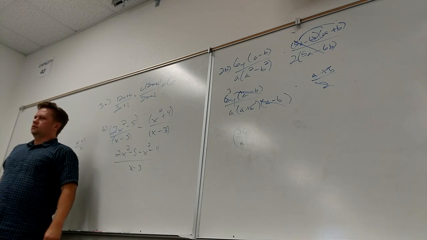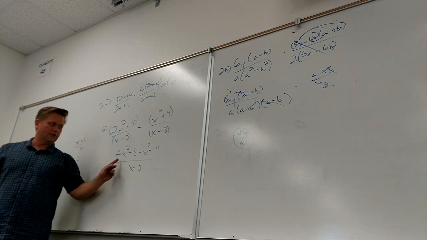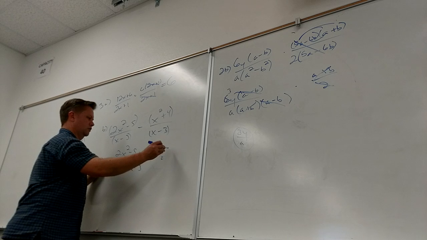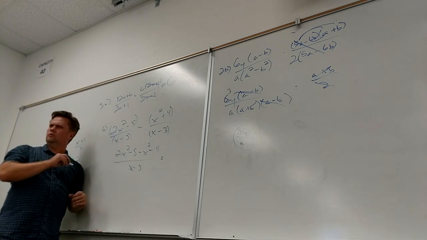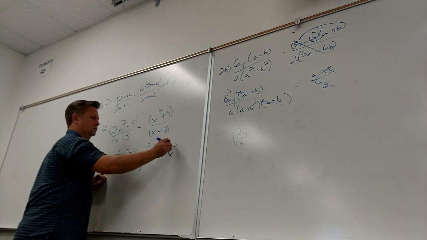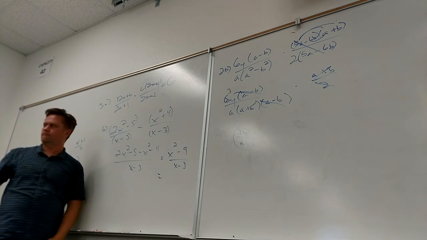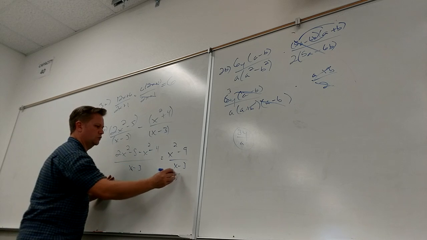Okay, I like it. And then what do you get here? Now I can get my like terms together. X squared. And of course, what happens there? Yep. So the top is just squares.